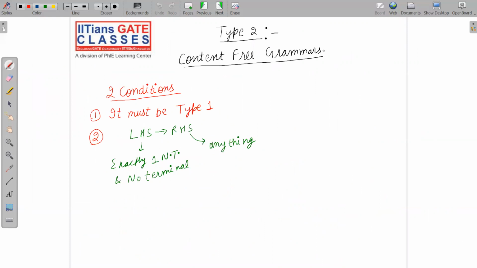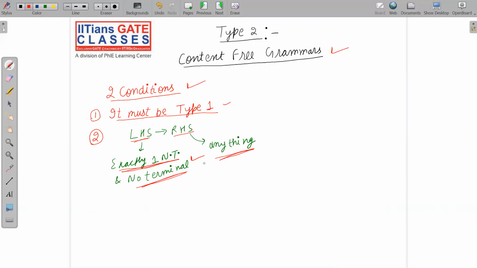Next is type 2. Type 2 is also known as context-free grammar. Again, we will have two conditions. The first condition is it must be type 1. Obviously I have already told you all these things. And the second condition is LHS implies RHS, where LHS must be exactly one non-terminal and no terminal. Exactly one non-terminal, and we cannot have any extra thing. Only one non-terminal is allowed, and RHS can be anything.